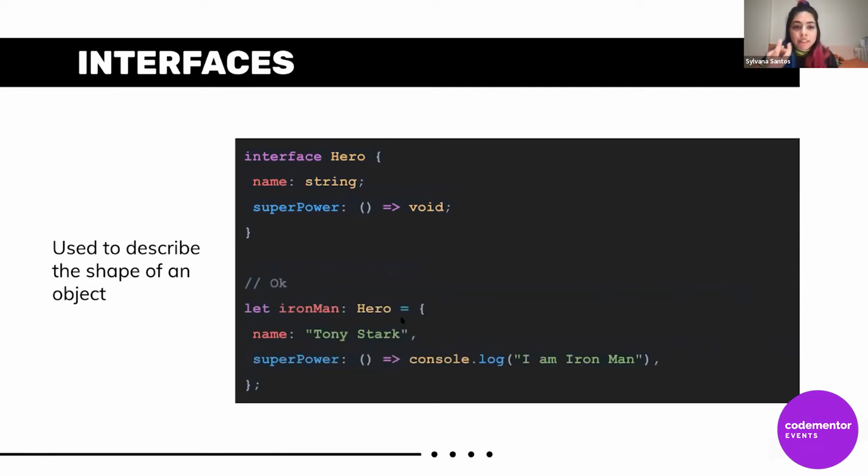So an OK value for Iron Man would look something like this. I have an object. The name is Tony Stark, which is a string, so that's okay. And then superpower is just a function that logs I am Iron Man. So that's okay according to our interface up here.